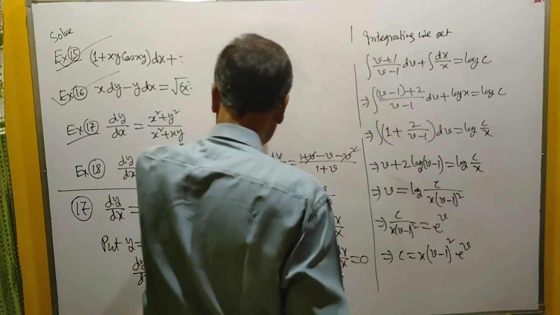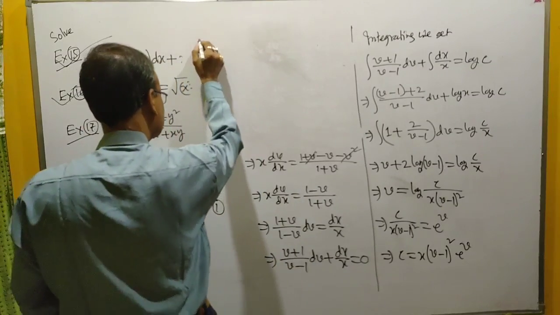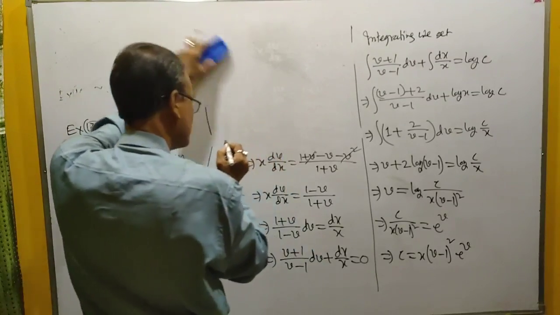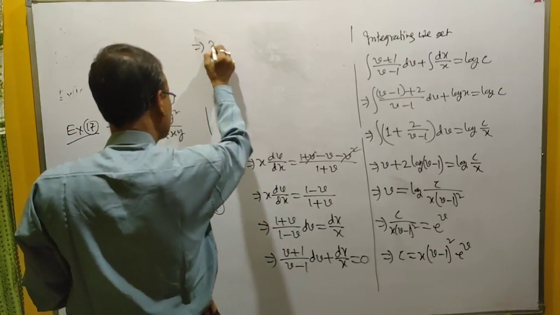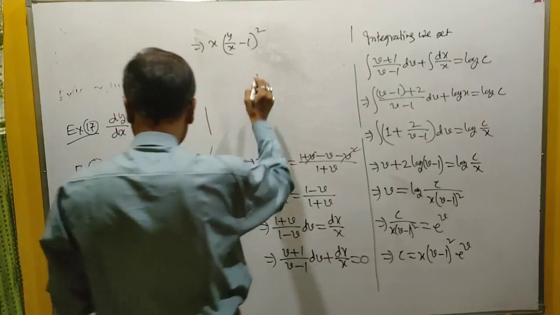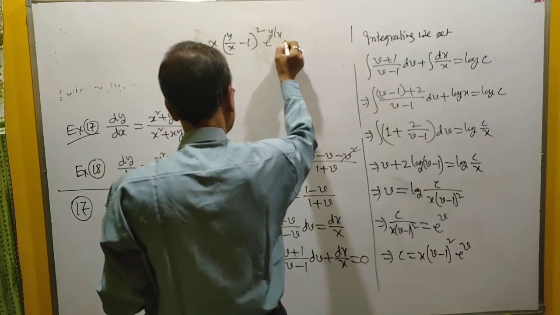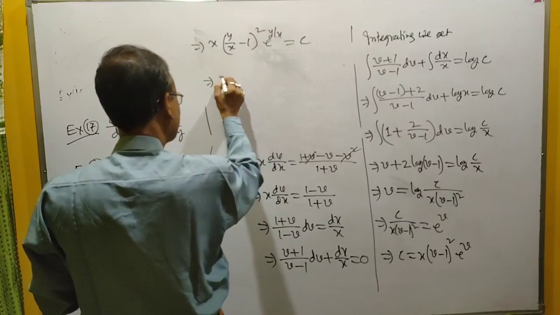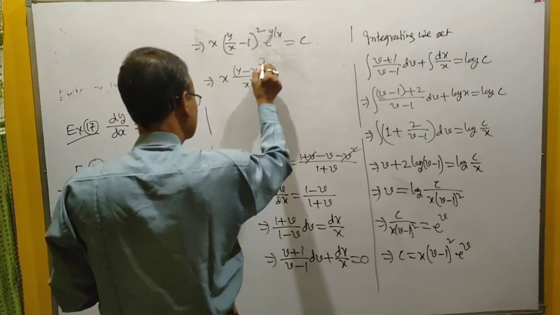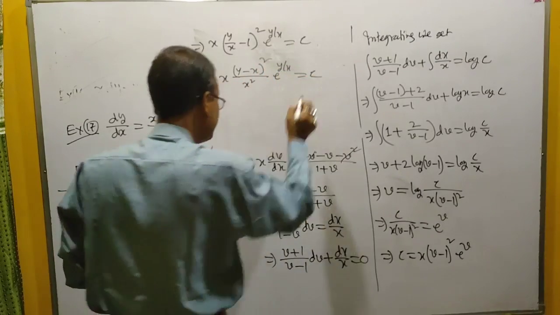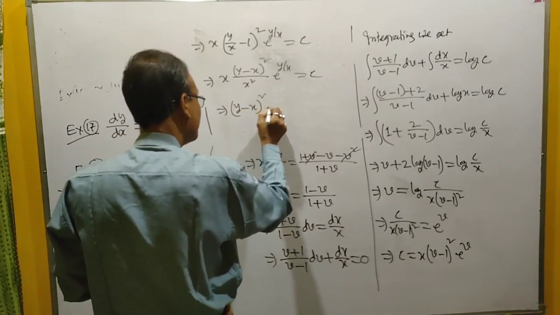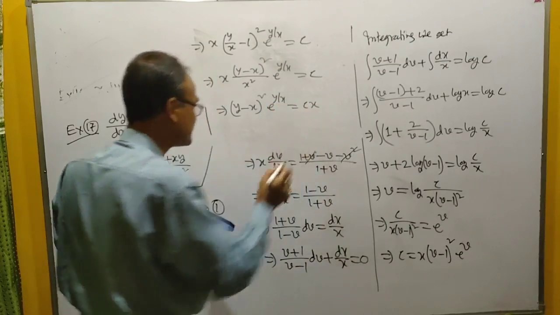We have solved this. Therefore, x into (y by x minus 1) whole square e to the power y by x, where v means y by x, equal to c. Or you may write x, it will be x square, (y minus x) whole square e to the power y by x equal to c. Or you may write (y minus x) whole square e to the power y by x equal to cx.